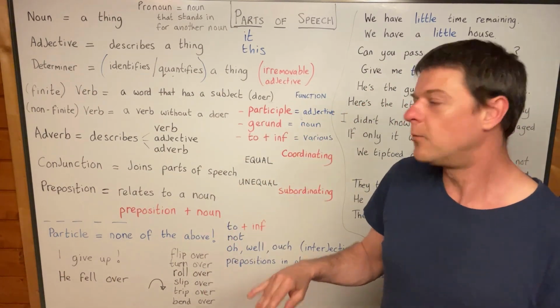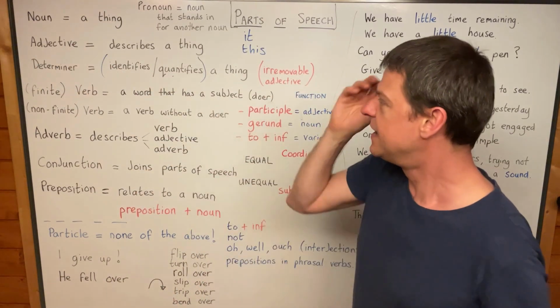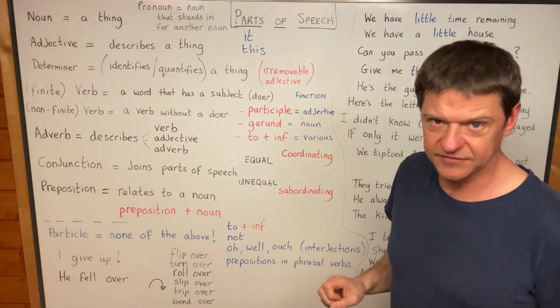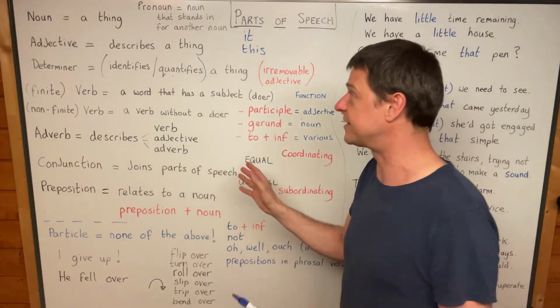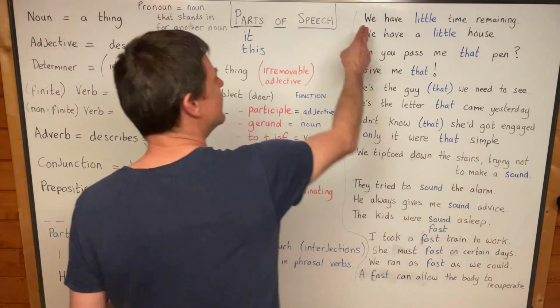However, we do make a distinction between adjectives and determiners, and I would say that determiners are irremovable adjectives, and so they're kind of a subset of adjectives, but they're not exactly the same as an ordinary adjective, and I'll show you why with this very first example.